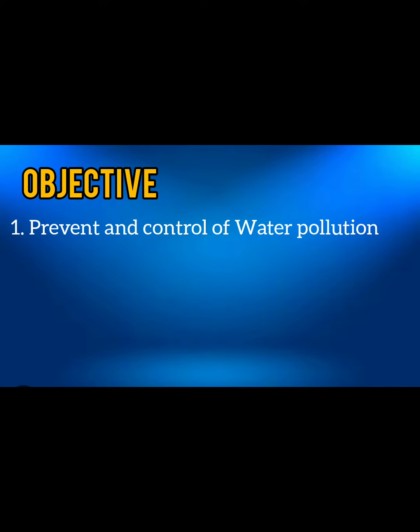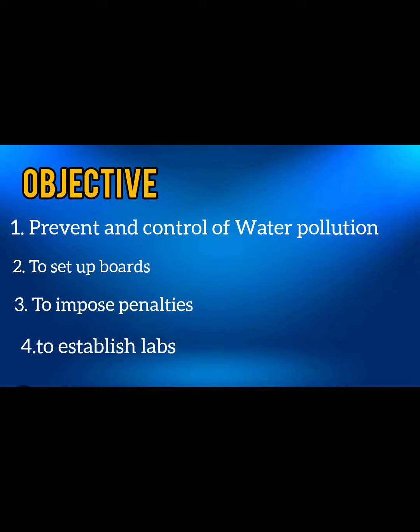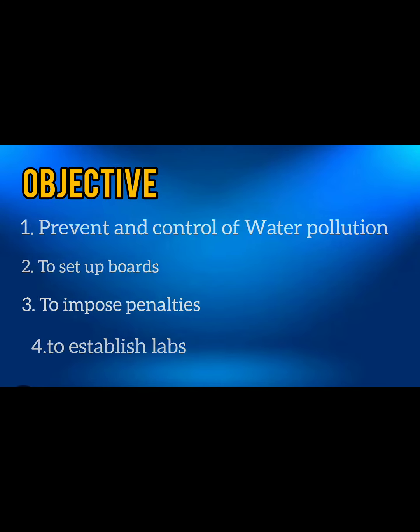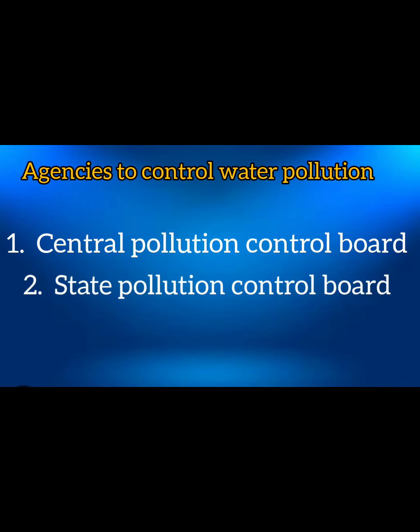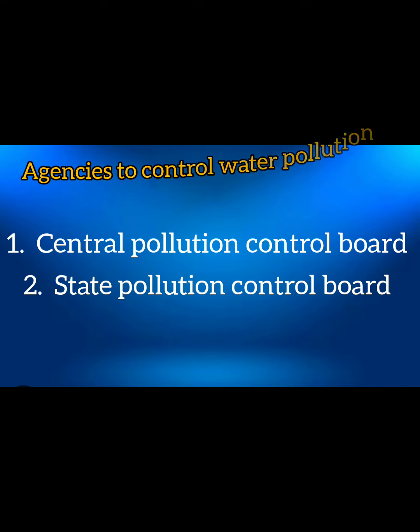So let's see the objectives of this act. The first objective is to prevent and control water pollution. The second objective is to set up boards. The third objective is to impose penalties. And the fourth objective is to establish labs. As we know, one of the objectives of this act is to set up boards. There are two boards: the Central Pollution Control Board, and the State Pollution Control Board.